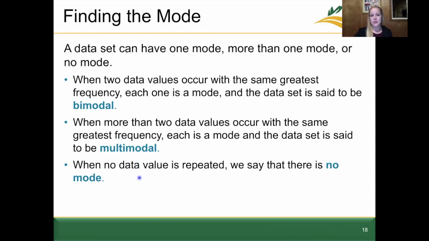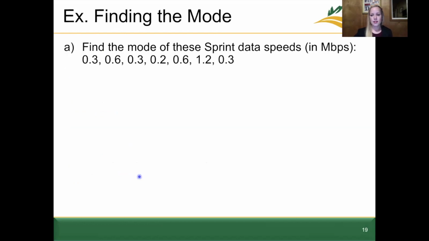So we can say there's no mode at all in the data. Let's do an example here. Let's find the mode in these data values. We have 0.3, 0.6, 0.3, 0.2, 0.6, 1.2, and 0.3.